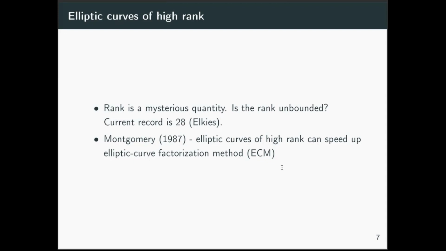So, for example, it's not known whether the rank is unbounded. For a long time, people believed that it is. Now, there's some work that suggests that it might be bounded, with only finitely many elliptic curves of rank greater than 21. The current record is 28. It was found by LMFDB. One of the possible usages of elliptic curves of high rank, which is also kind of the topic of this paper, is an observation by Montgomery from 1987. He observed that these curves can speed up the elliptic curve factorization method.